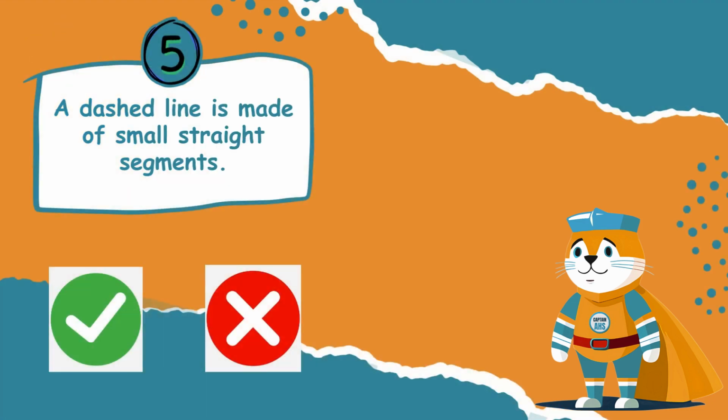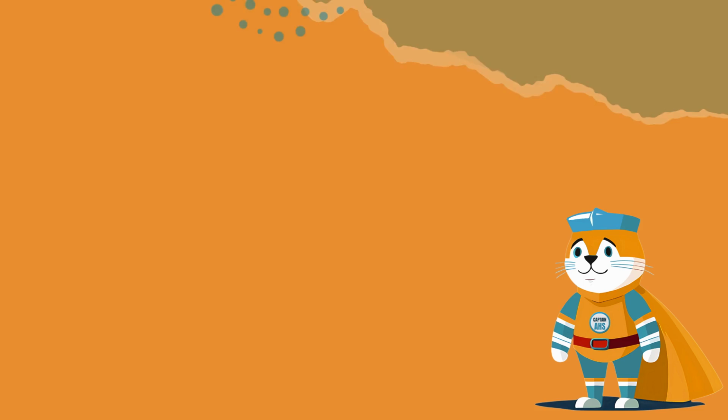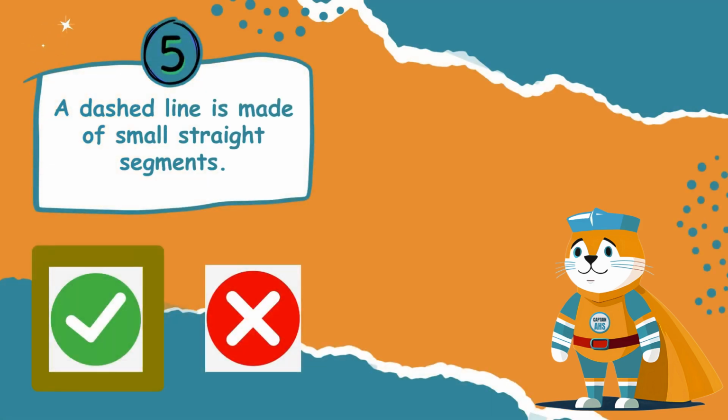A dashed line is made of small straight segments. Is this statement true or false? Think about how dashed lines look like tiny pieces of a straight line. Yes, this statement is true.